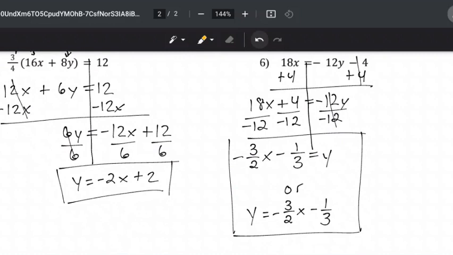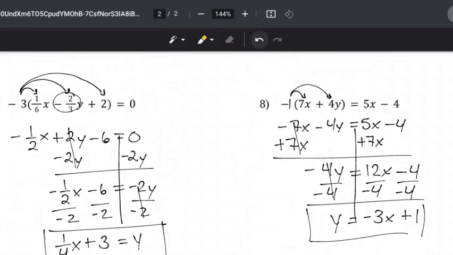You can flip everything around if you would like, if that makes it a little bit nicer for you. But to be the most efficient, we add 4 on both sides to get it away from the y, and then we're dividing everything by negative 12. Again, remember, we divide each term by whatever that coefficient of y is. So our final answer is y equals negative 3 over 2x minus 1/3.